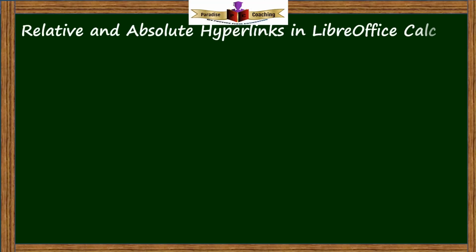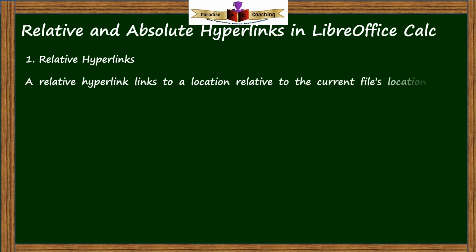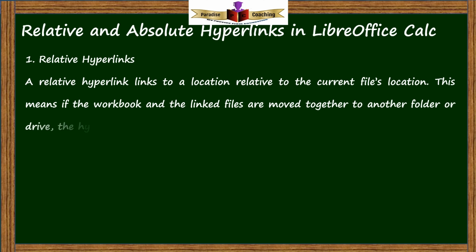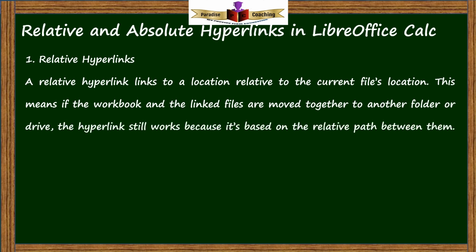Relative and absolute hyperlinks in LibreOffice Calc. A relative hyperlink links to a location relative to the current file's location. This means if the workbook and the linked files are moved together to another folder or drive, the hyperlink still works because it's based on the relative path between them.